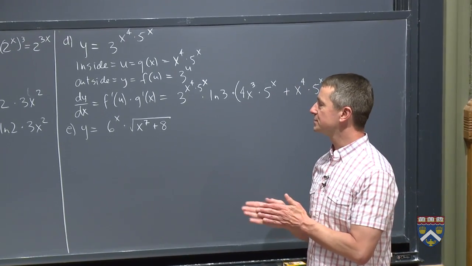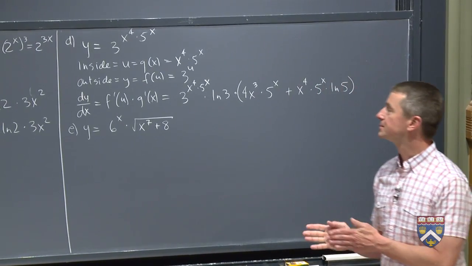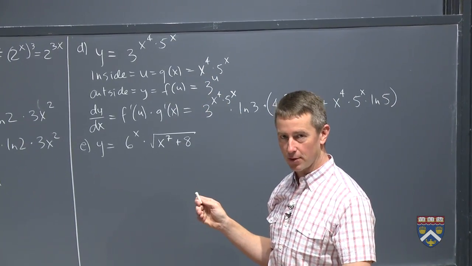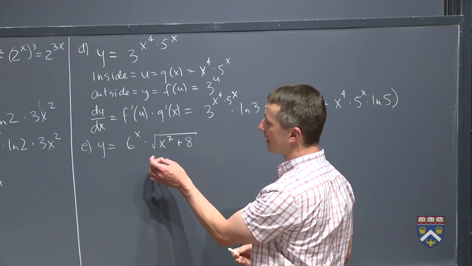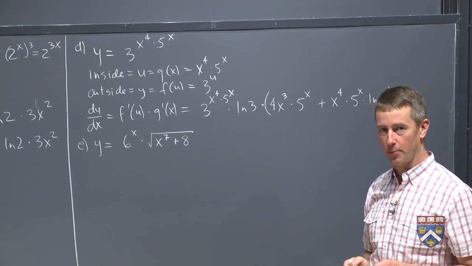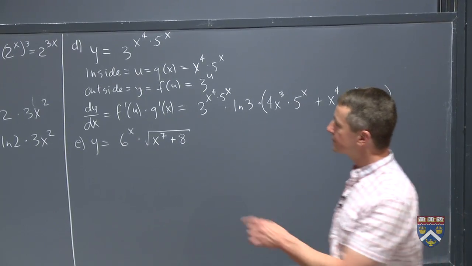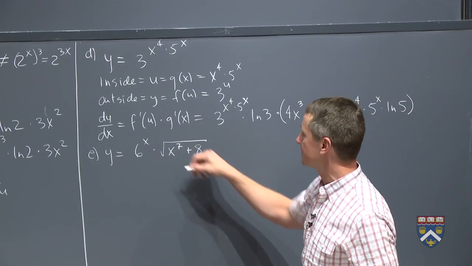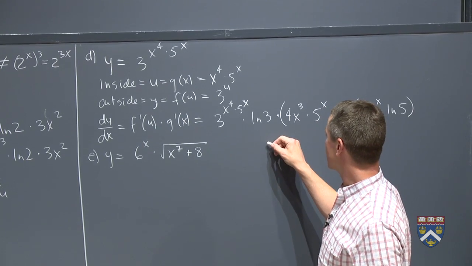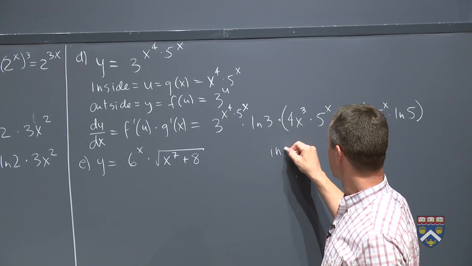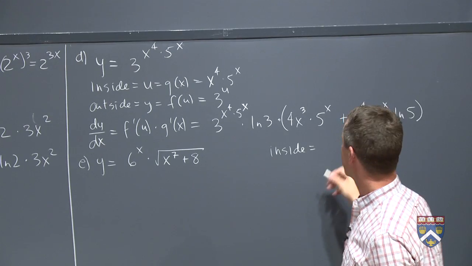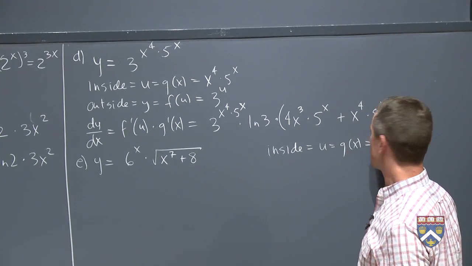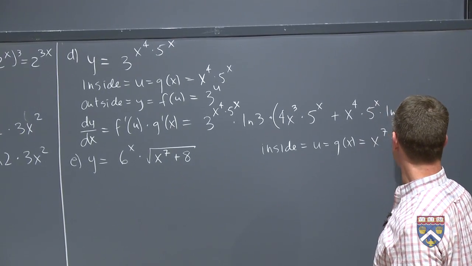What's the novelty of this one? Similar to the previous one, this one we had the product rule inside the chain rule. This time we have a product where one of the pieces is a chain rule problem. So this part involves the chain rule. So let's suppose that we just want to take the derivative of this part sort of off on the side. So what's the inside function there? What we're calling u, or g of x, is x to the 7th plus 8.